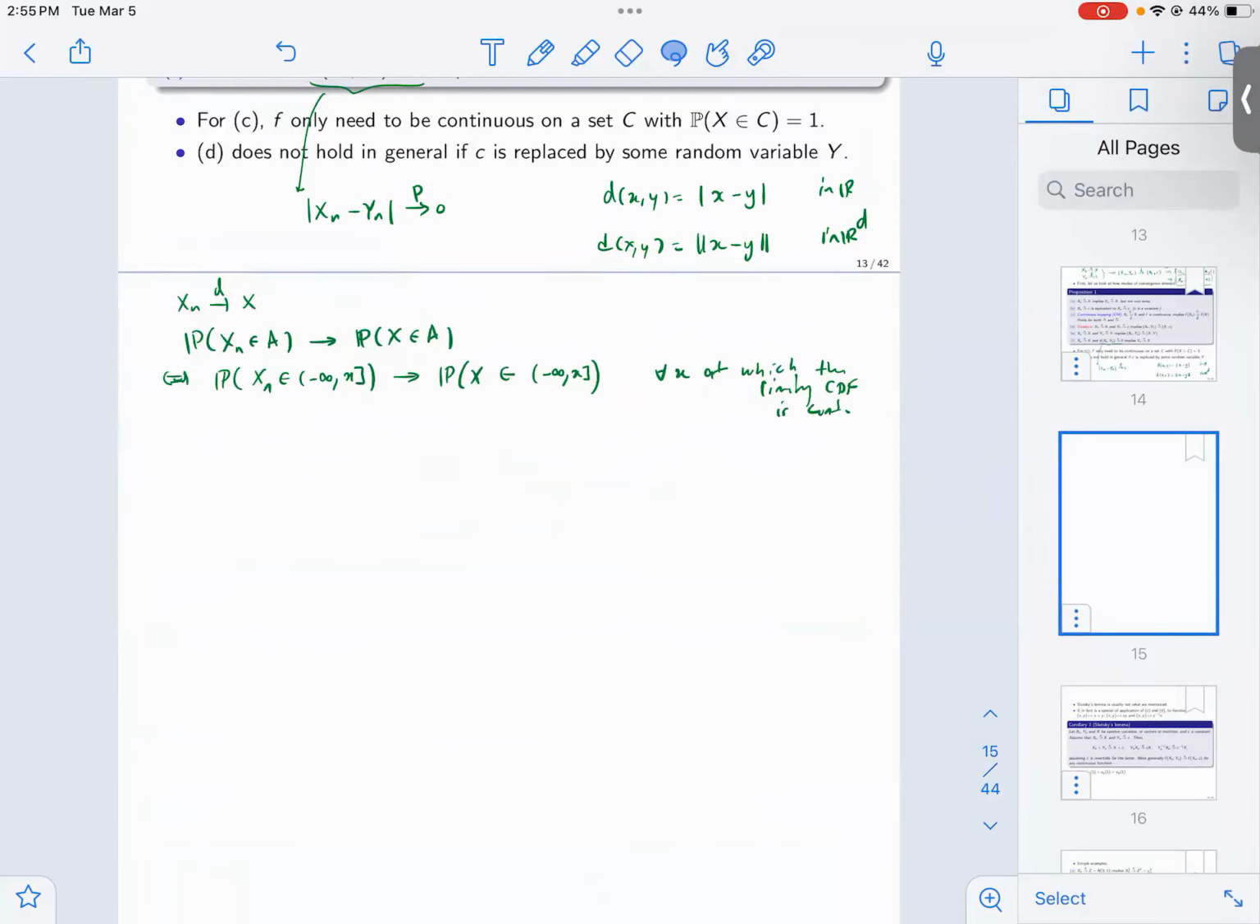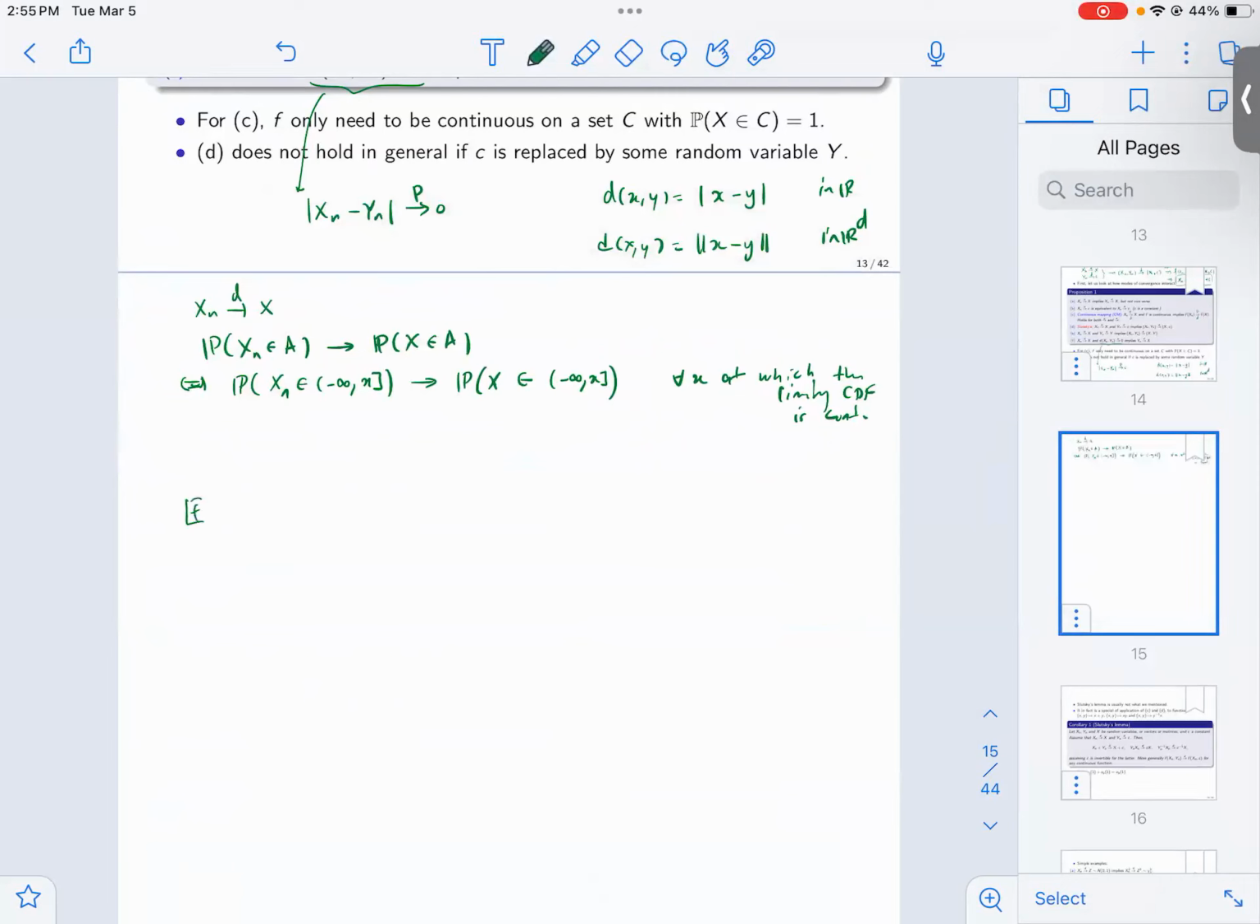The other way is to say that the expectation of a function of Xn converges to the expectation of f of X for all f bounded and continuous. So f maps from whatever space you are in to R. As long as this holds for all bounded continuous functions, then you have convergence in distribution. So this is oftentimes taken as the definition of convergence in distribution.